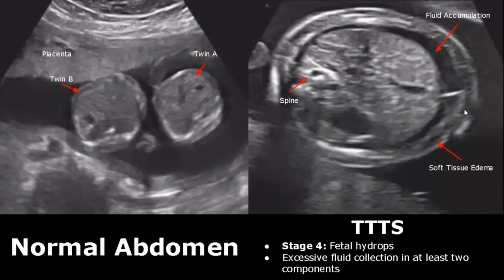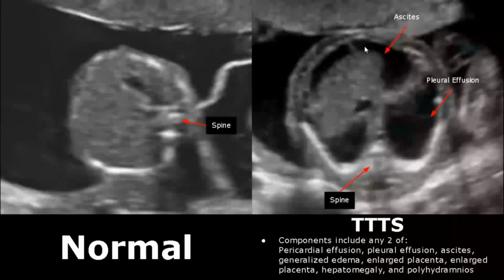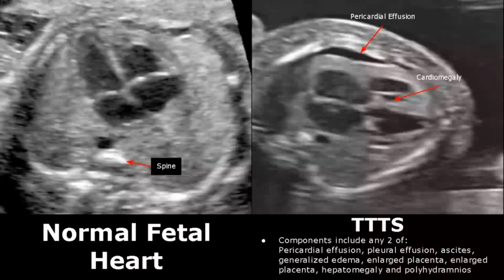These components include pericardial effusion, pleural effusion, ascites, generalized edema, enlarged placenta, hepatomegaly, and polyhydramnios. Skin edema causes skin thickening. In this image, we see ascites as well as pleural effusion. Here we have pericardial effusion and cardiomegaly. We see an enlarged heart and accumulation of pericardial fluid.